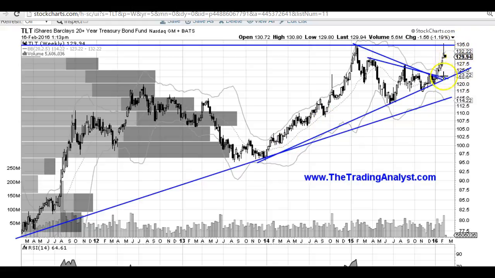But of course, we need to hold this uptrend line. Otherwise, we could be heading lower to potentially this lower trend line right there. Overall, the trend is up for TLT, and I believe that consolidation would be a nice buying opportunity.